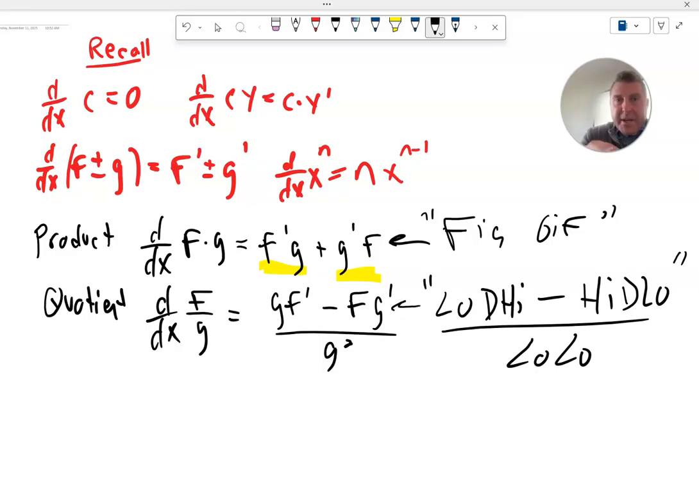Again, the sum difference rule is probably not too surprising. Product and quotient rule are surprising, and yet they can be derived using the limit definition of the derivative, for which that proof is well beyond the scope of this boring video. So let's use product and quotient, shall we? Here are a couple examples.